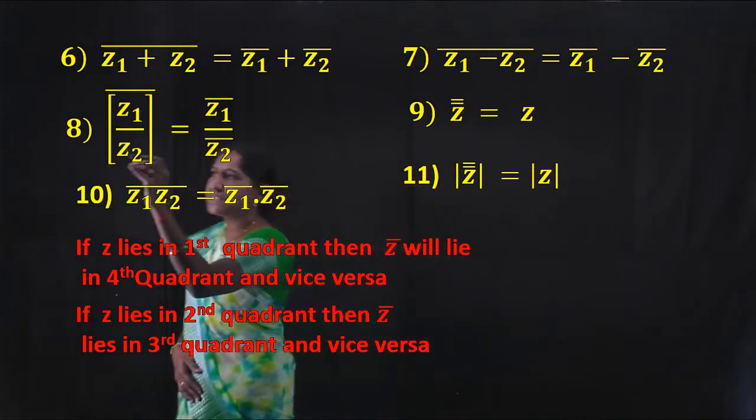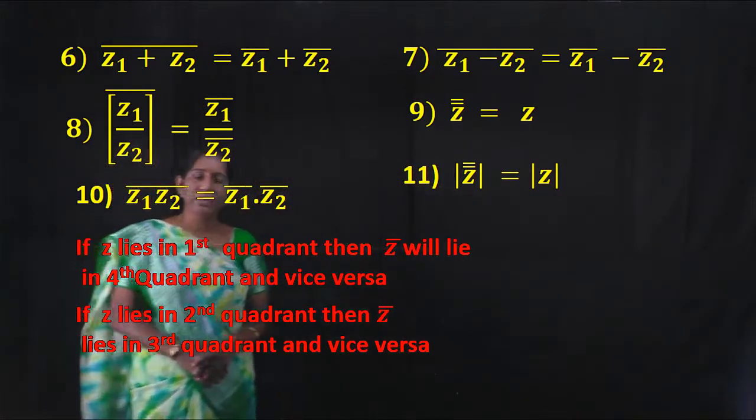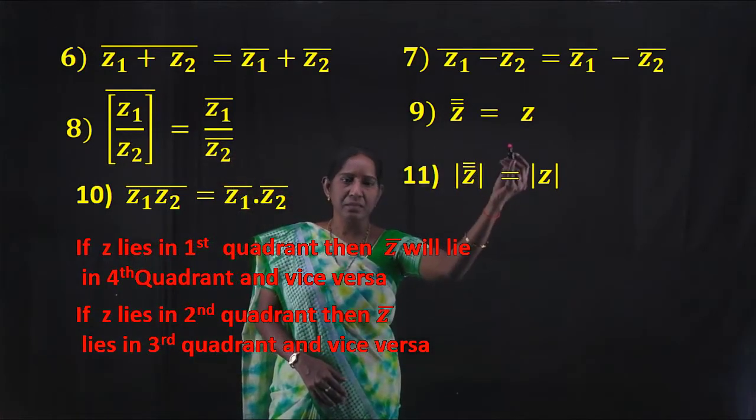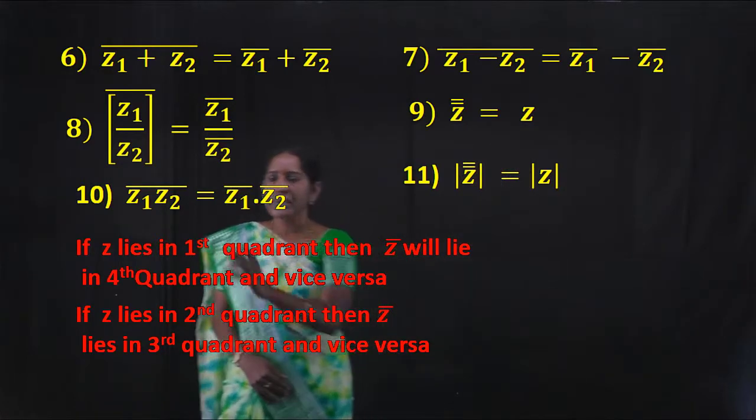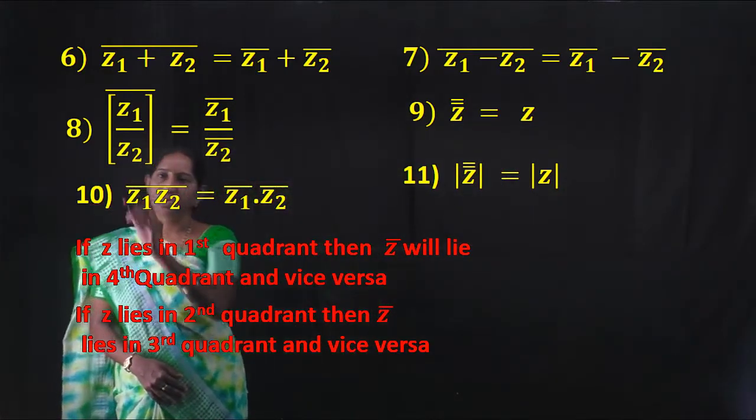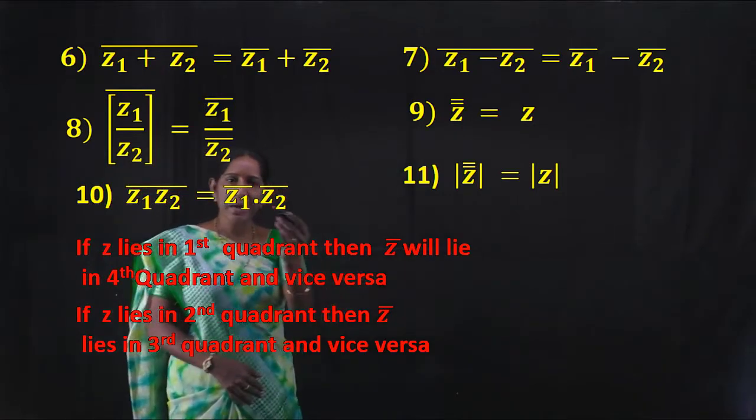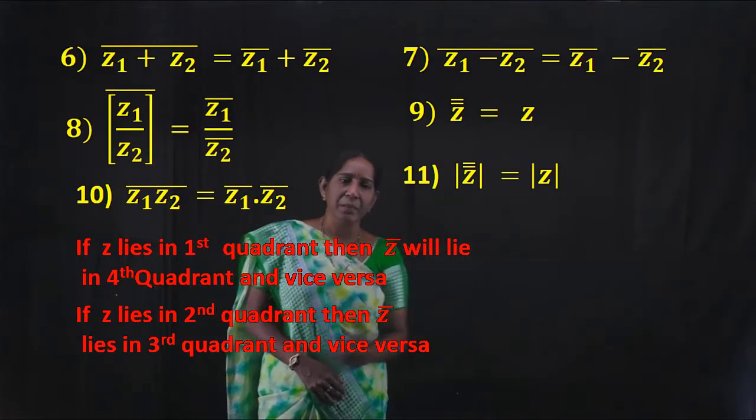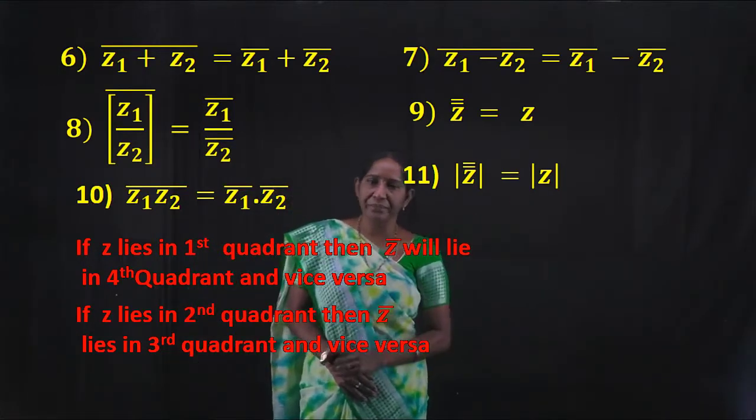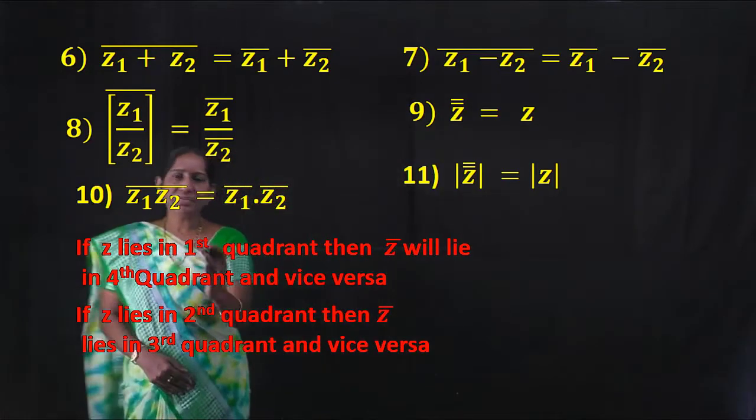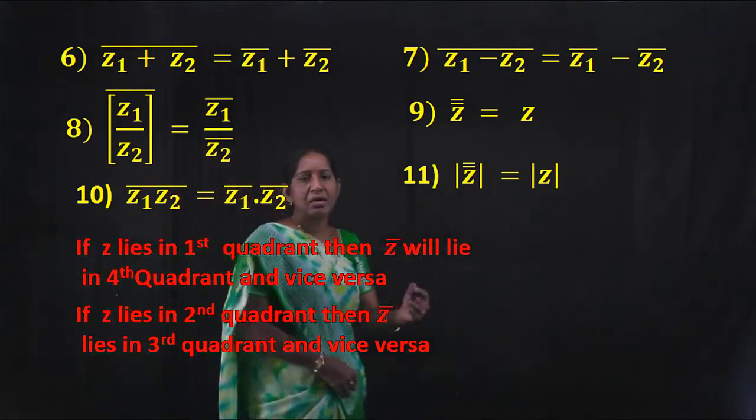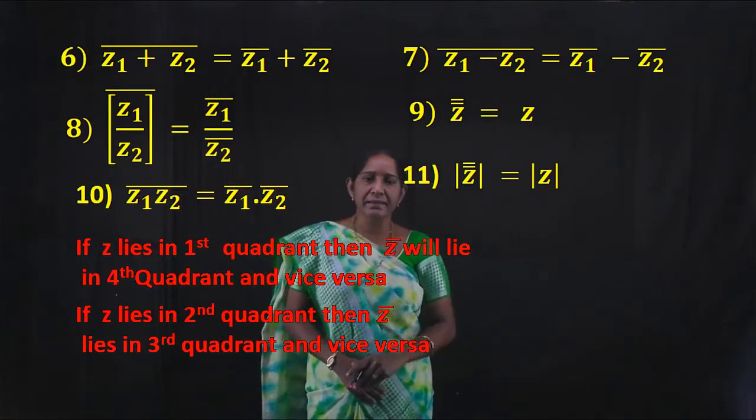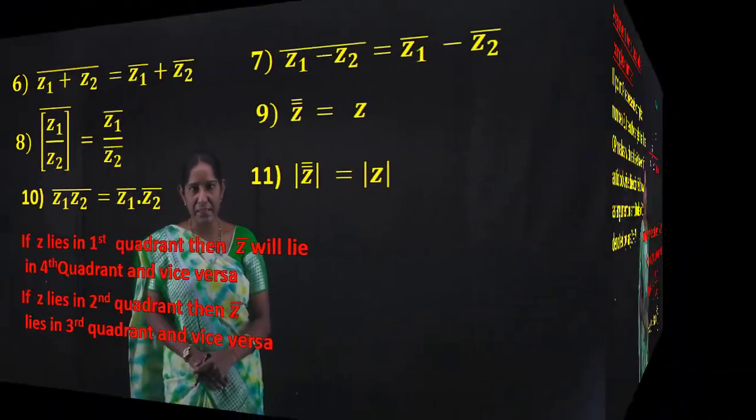Next one is conjugate of z1 by z2, that is equal to z1 bar by z2 bar. And next one is z double bar, that is equal to z. Next property, conjugate of z1 into z2 is equal to z1 bar into z2 bar. 11th one, modulus of z double bar is equal to mod z. So suppose z lies in first quadrant, then z bar will be in fourth quadrant. Suppose z lies in second quadrant, then z bar will be in third quadrant.